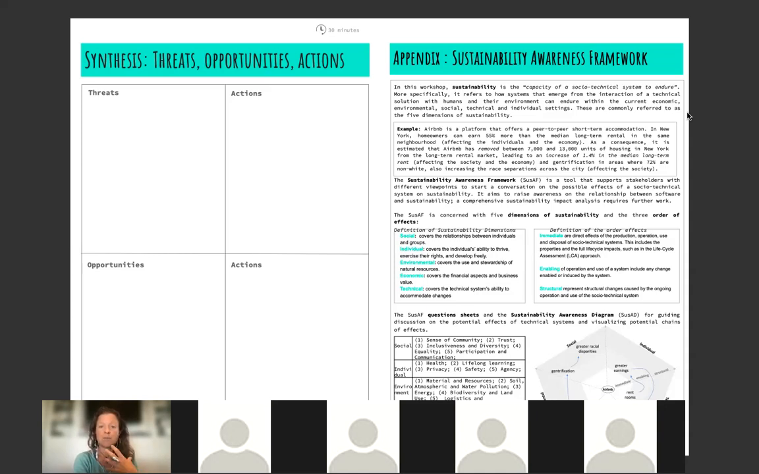And our mission is to support stakeholders with different viewpoints to have these conversations on possible effects of their systems on sustainability.